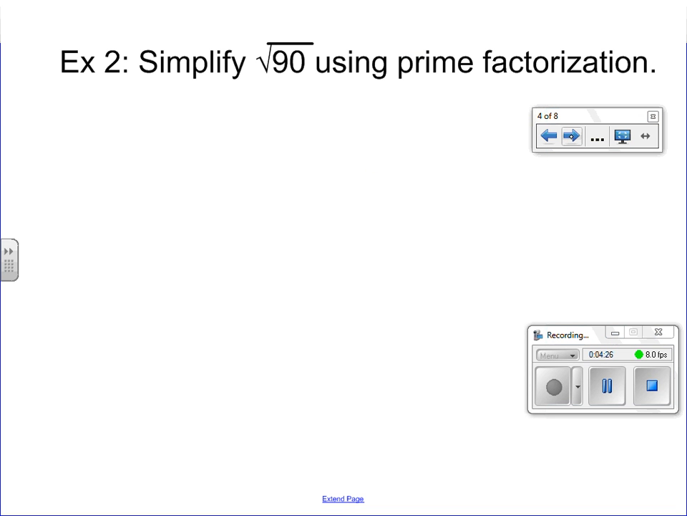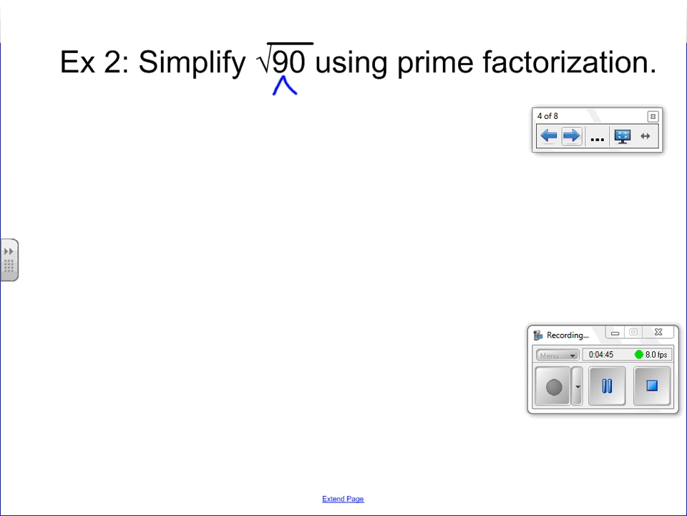It wants us to simplify radical 90 using the prime factorization. The last one I know told us to do it using perfect squares, but I feel like it's more of a hassle than it's worth, so we didn't do that. So we're going to do the exact same process that we just did with 320.